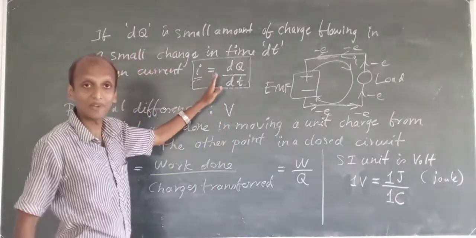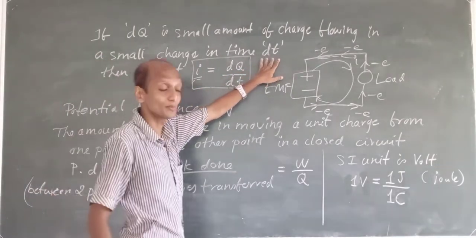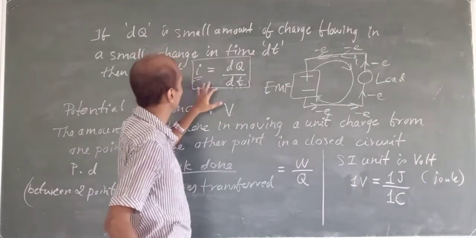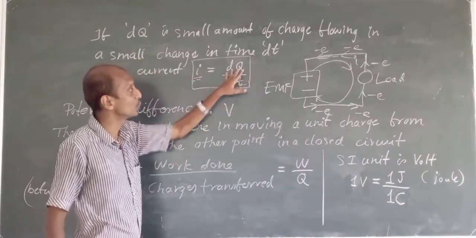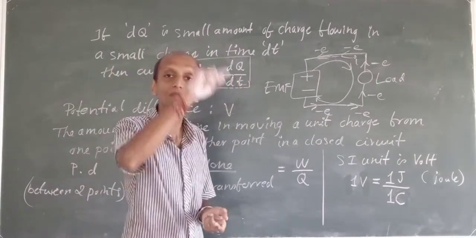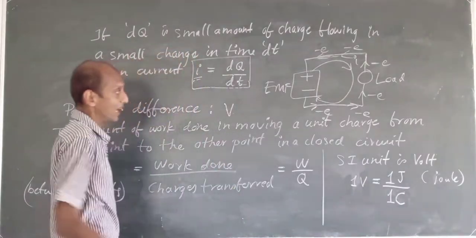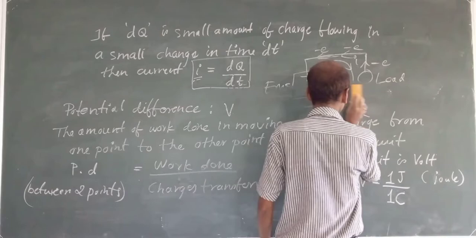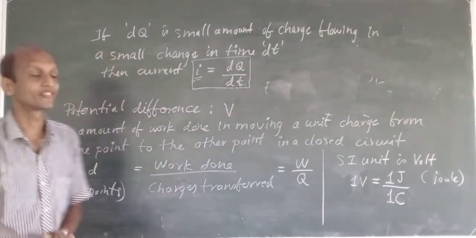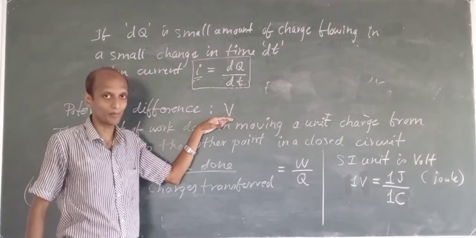Okay, so this is how I will be going. If a small amount of charge is flowing in a small change of time, then I can write current I as dq by dt, and the direction of conventional current is always from the positive of the battery towards the negative of the battery. After all this, we will be coming to the potential difference, or the EMF, or voltage applied.